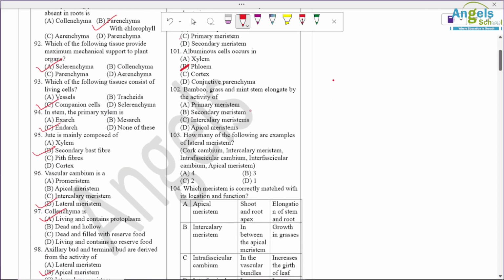Bamboo, grass and mint stem enlargement, elongation of stem, is through the activity of intercalary meristem.